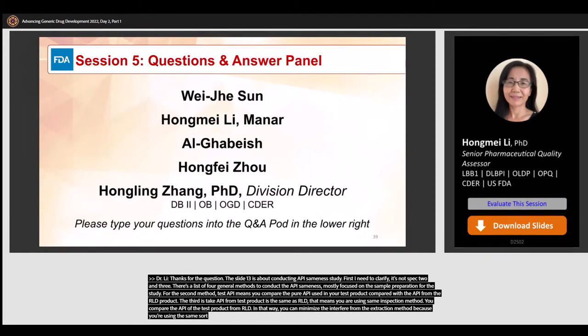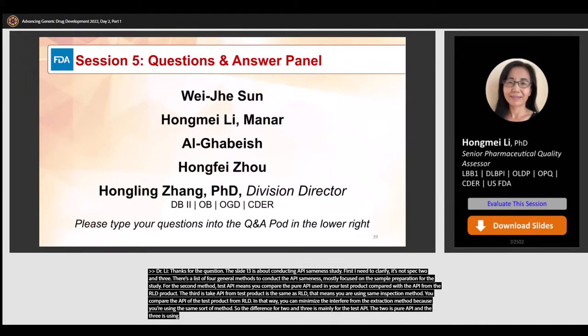So the difference between 2 and 3 is mainly in how the test API is handled. The second uses a pure API, and the third uses the same extraction method to test the extract API of the test product. I hope I clarified this question. Thank you.